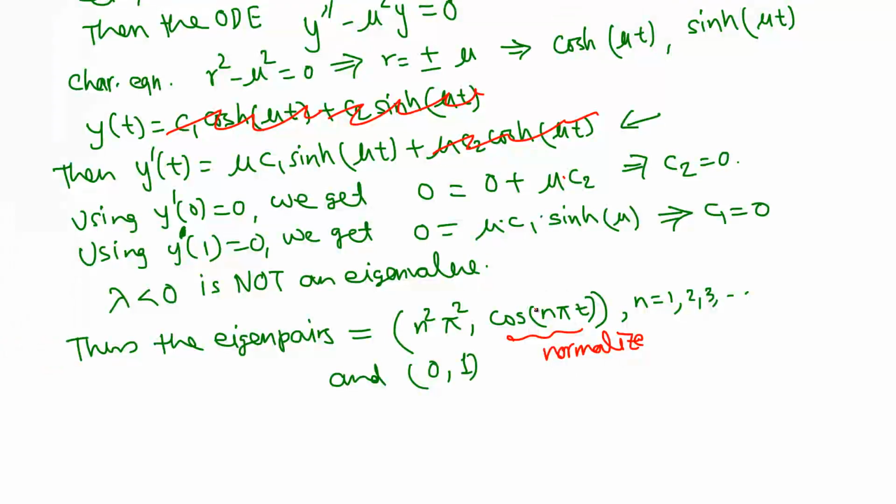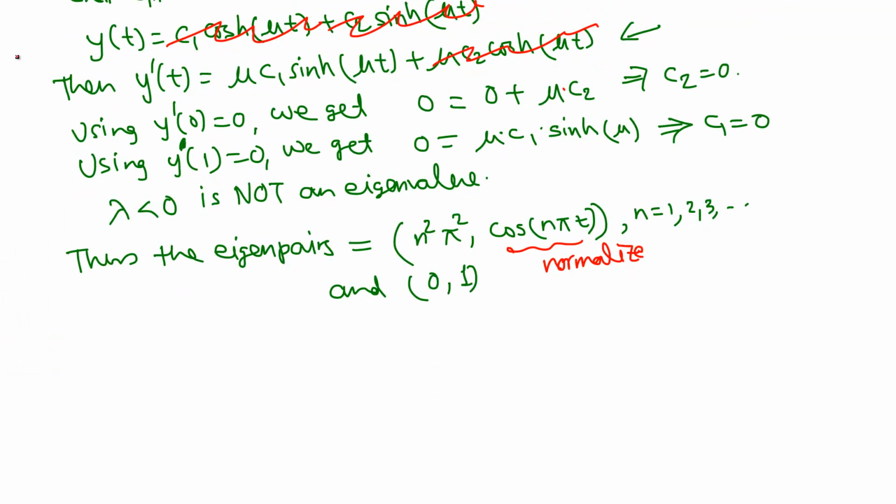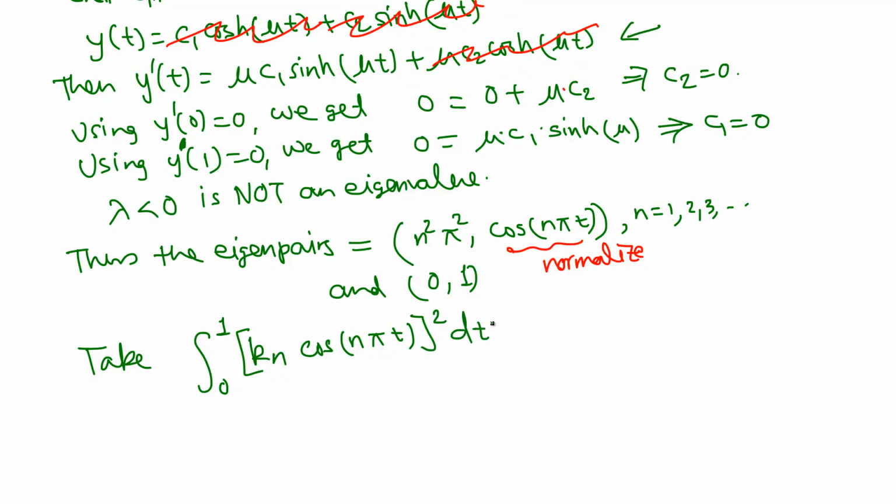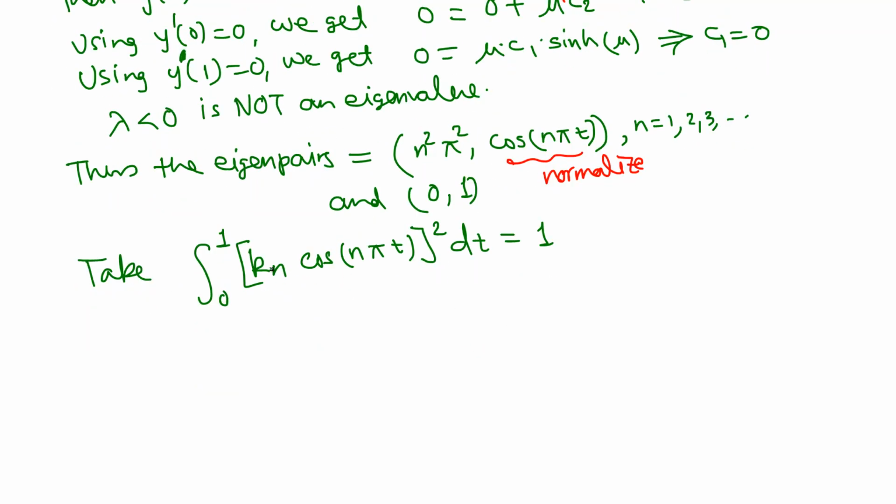Okay, normalize the eigenfunctions. To normalize, we use the condition. We take this integral from 0 to 1, so we multiply by some constant kn and we determine that. So kn times cosine n pi t, we take a square, and there's a weight function r, but that's 1 in our case, and we take that integral to be 1. So we multiply these eigenfunctions by some constants so that this definite integral is true. So let's find that. Okay, now the task is to find the kn's.